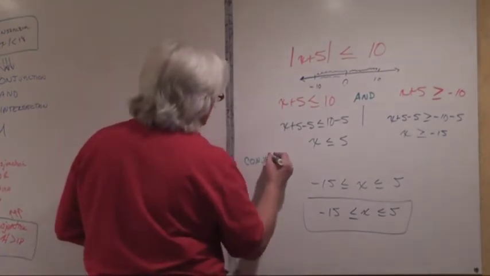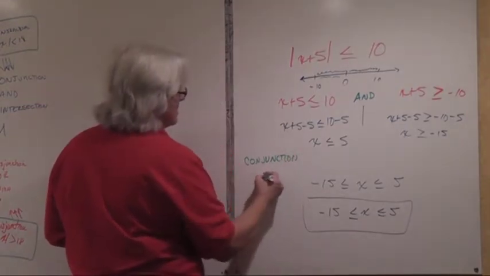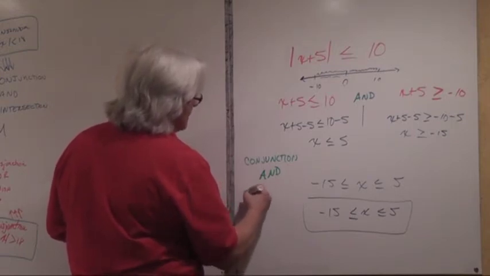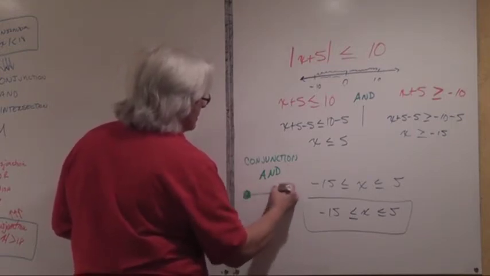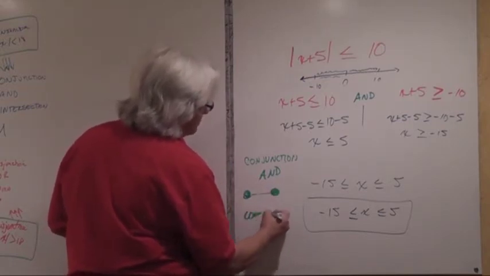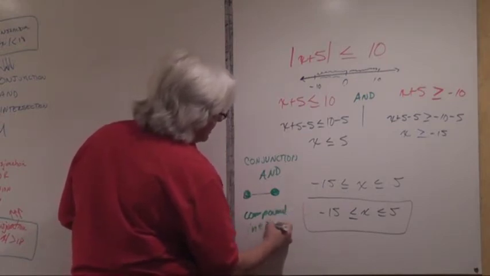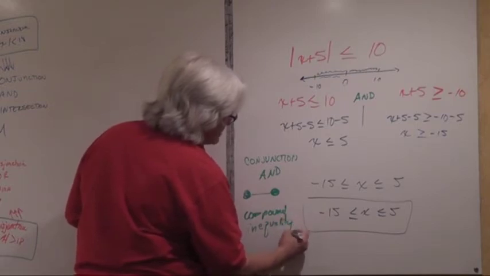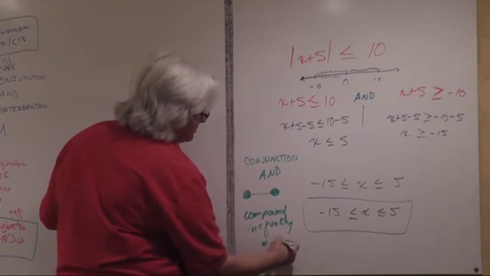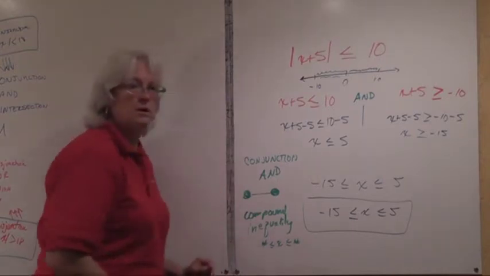So we have conjunctions. This is a conjunction. They are and statements. And they have the barbell looking graph, and it is a compound inequality. Compound inequalities you combine into a three-part expression. You've got a number less than or equal to x less than or equal to another number.